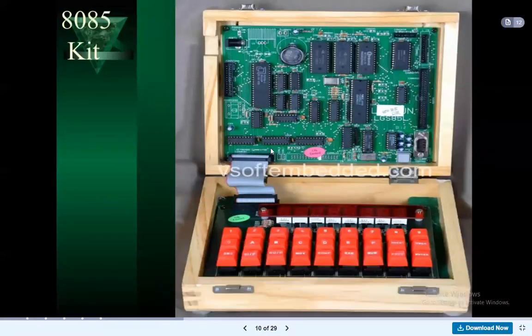Okay, so next, here you see in the diagram, there are so many ICs. Each IC has a different number of pins. This one is 40 pins, 20 plus 20. Here it is 18 pins. These are different microprocessor chips, such as 8085 and 8086. All this is the actual microprocessor kit that we have to use in the lab.